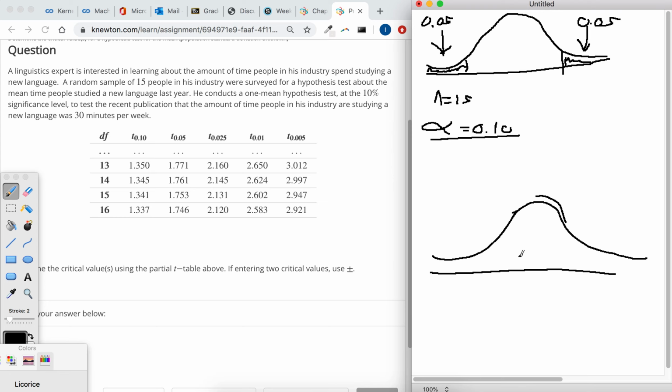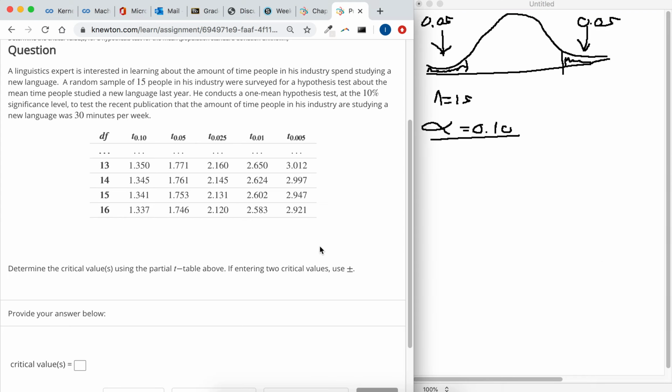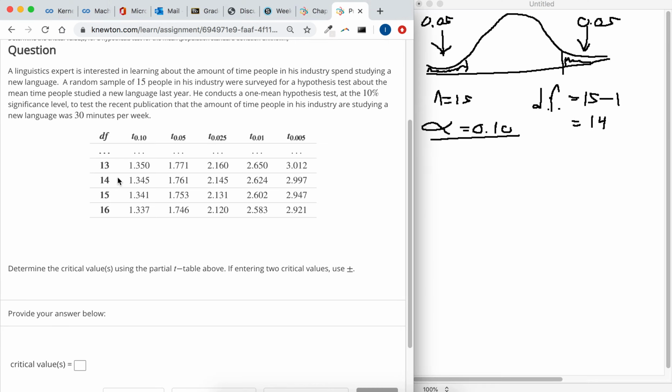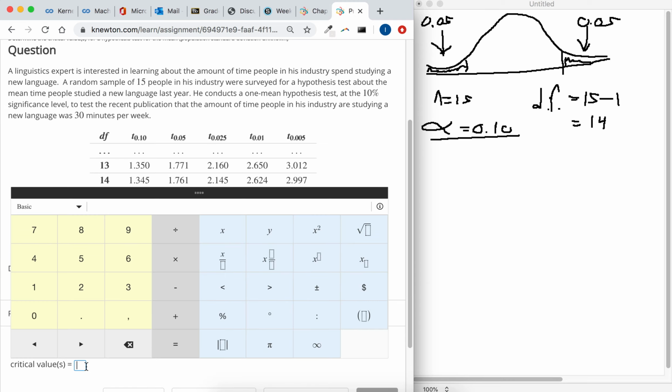Okay, so any value you get from the table, at least in Newton, there are two-tailed tables out there. It just tells you this area over here. So that's why we needed to find 0.05, not 0.10. So 0.05, n equals 15. That means our degrees of freedom is 15 minus 1 for a one-sample test. So we're using 14 for our degrees of freedom, so 1.761 is our critical value.